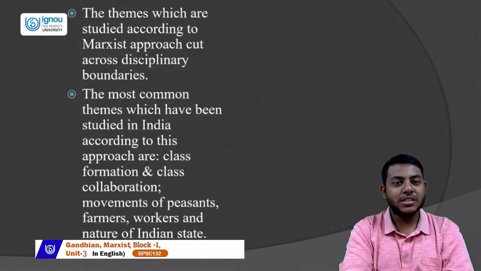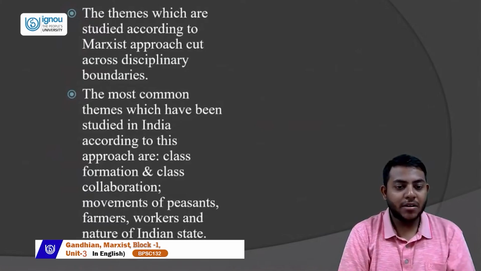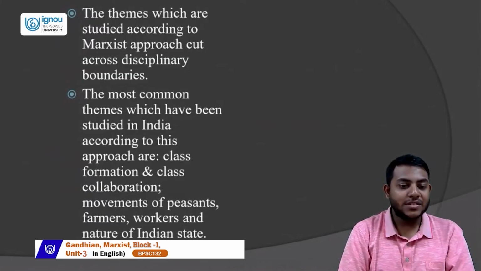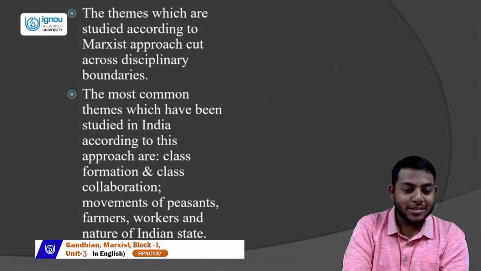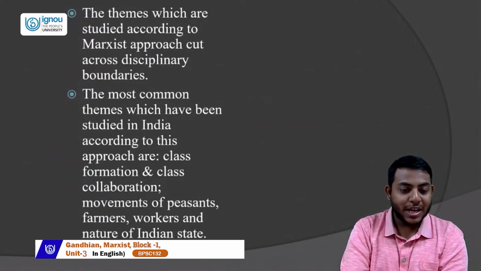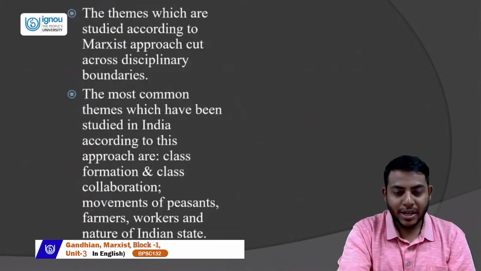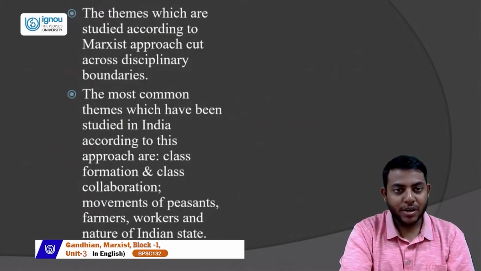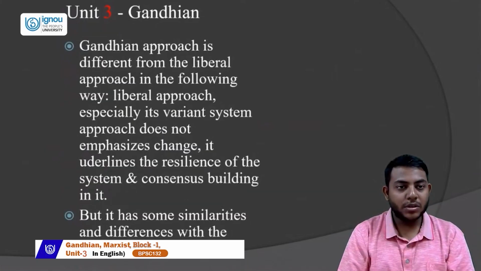So the themes which are studied according to the Marxist approach cut across disciplinary boundaries. The most common themes which have been studied in India according to this approach are class formation and class collaboration, movements of peasants, farmers, workers, and the nature of the Indian state. So we are done with the second unit of this paper, that is the Marxist approach. Now let us move to the third unit, that is the Gandhian approach.